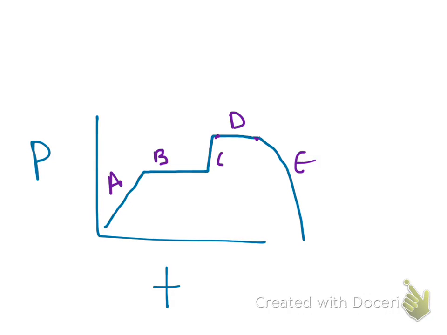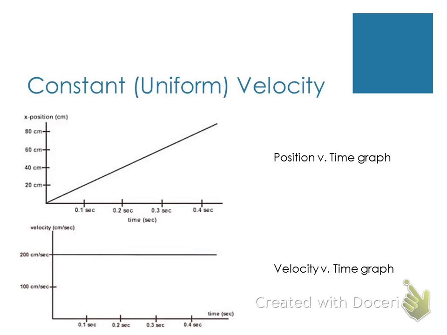All right, very good. So the next type of graph that we're going to look at is a velocity versus time graph. A velocity versus time graph is going to tell us the rate at which our velocity is changing. So I want to take a look at this first position versus time graph that's listed right up here.